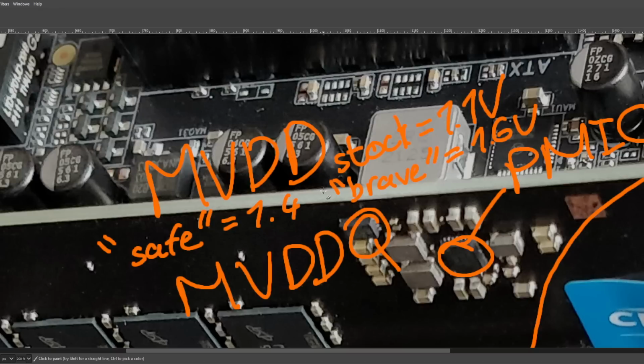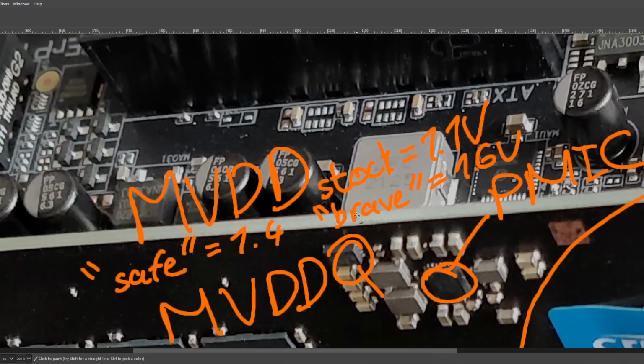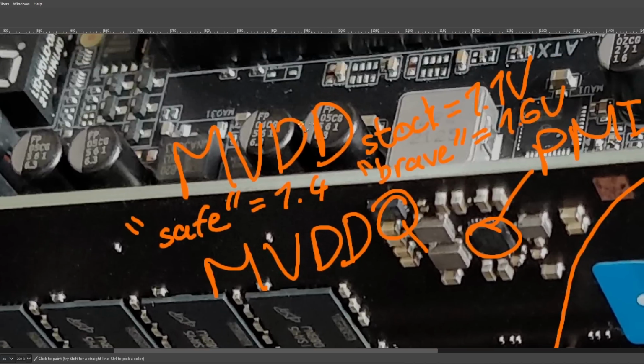But basically, if you're going to be in the Brave voltage range, I highly recommend that you zip tie a fan directly to your memory sticks. Water cooling is also an option. And so that's MVDD. Like I mentioned earlier, it powers the core of the memory. It affects both your memory speed and your timings.